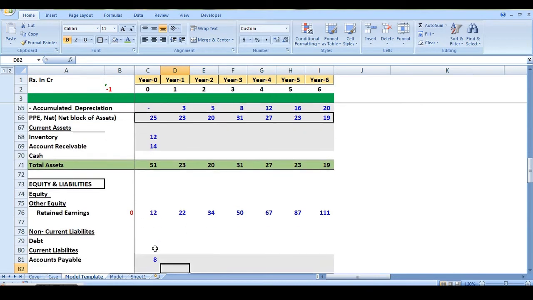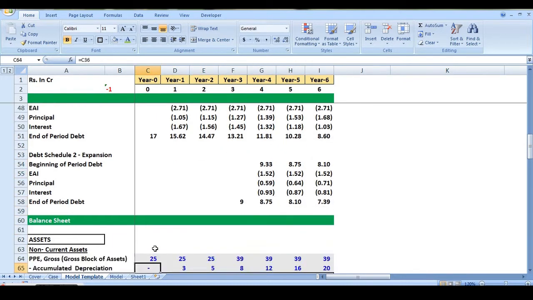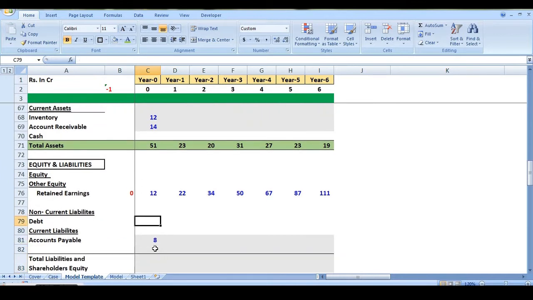Next component on the liability side is non-current liabilities, under which debt appears. Now we have already calculated the debt values. And when we see our debt schedule, we can see there are two types of loans taken by the organization. And whenever you are recording the value of debt, you have to record the value of debt as end of the period debt. And here when we record the value of debt, we will record the value of both the loans. Loan taken for the general business and for the expansion as well.